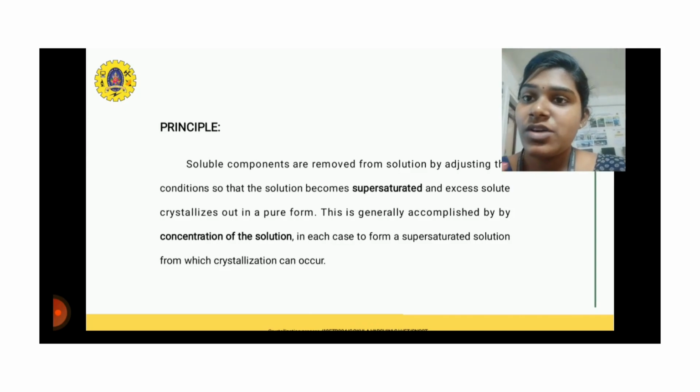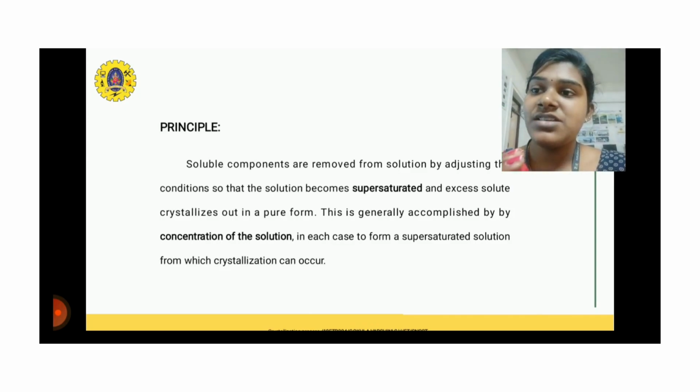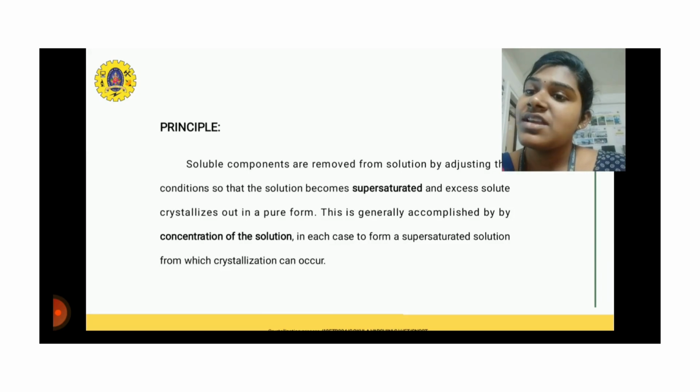Soluble components are removed from the solution by adjusting the conditions so that the solution becomes supersaturated, and the excess solute crystallizes out in a pure form. This is the basic principle of crystallization, and it is generally accomplished by concentrating the solution, in each case making a supersaturated solution from which crystallization can occur.